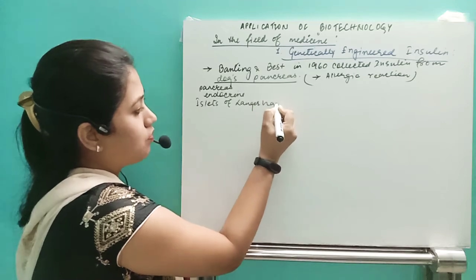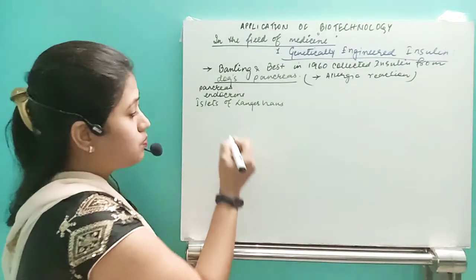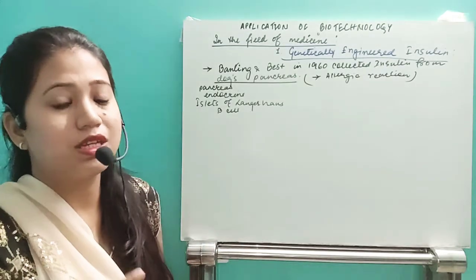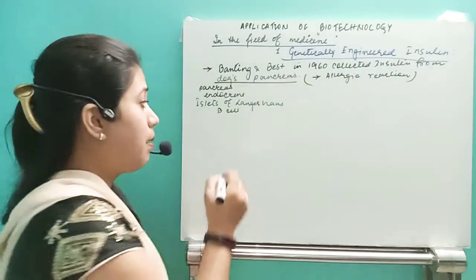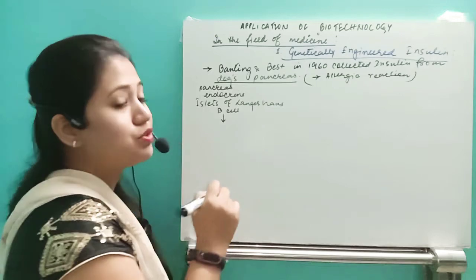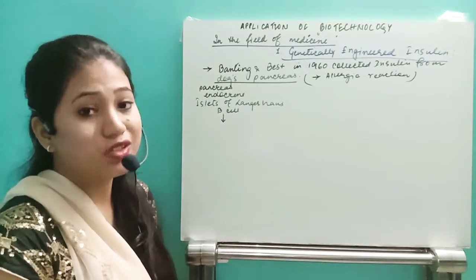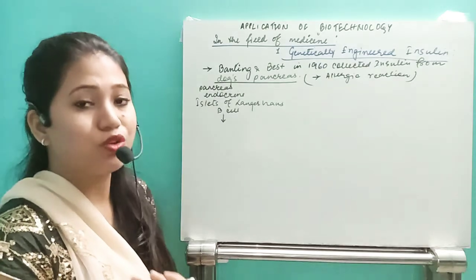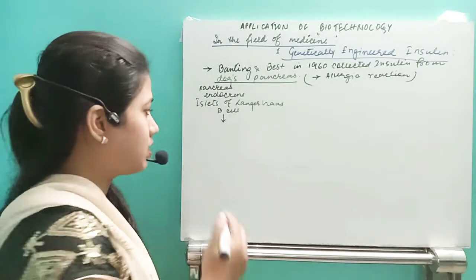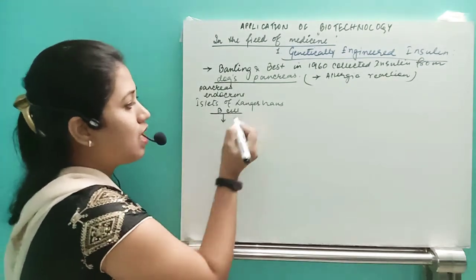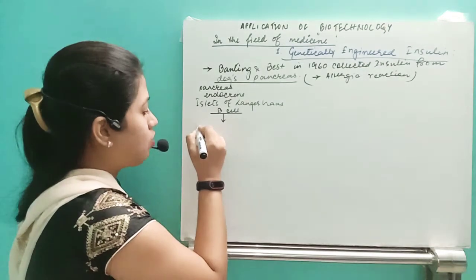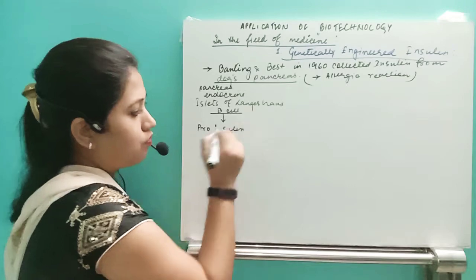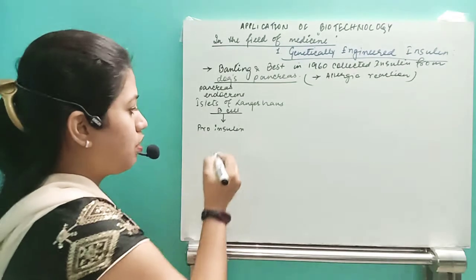This islets of Langerhans has some cells called beta cells. This beta cell will produce the insulin, but whenever the beta cell produces insulin, it is not produced in the insulin state, it is produced in an inactivated state. What is that inactivated insulin produced by the beta cell called? This is known as proinsulin. What is the structure of proinsulin?